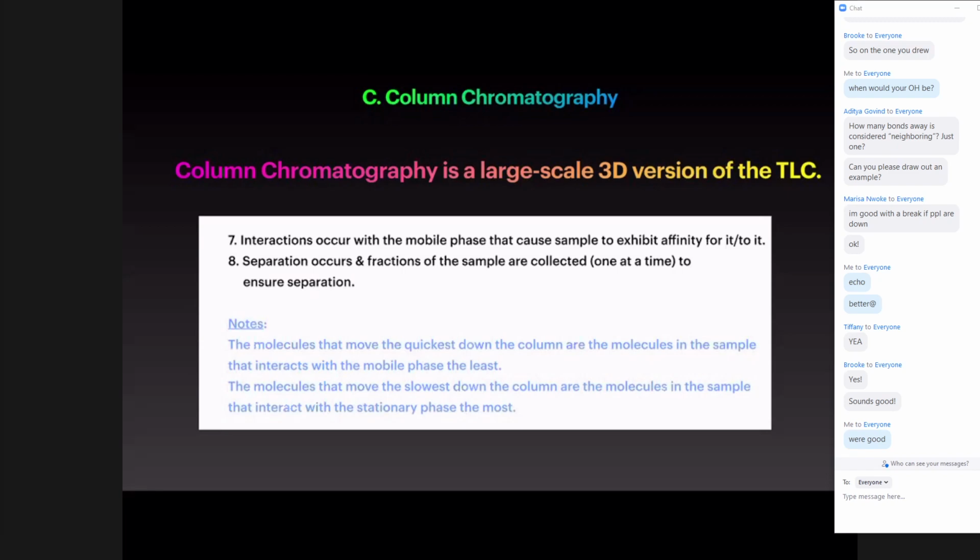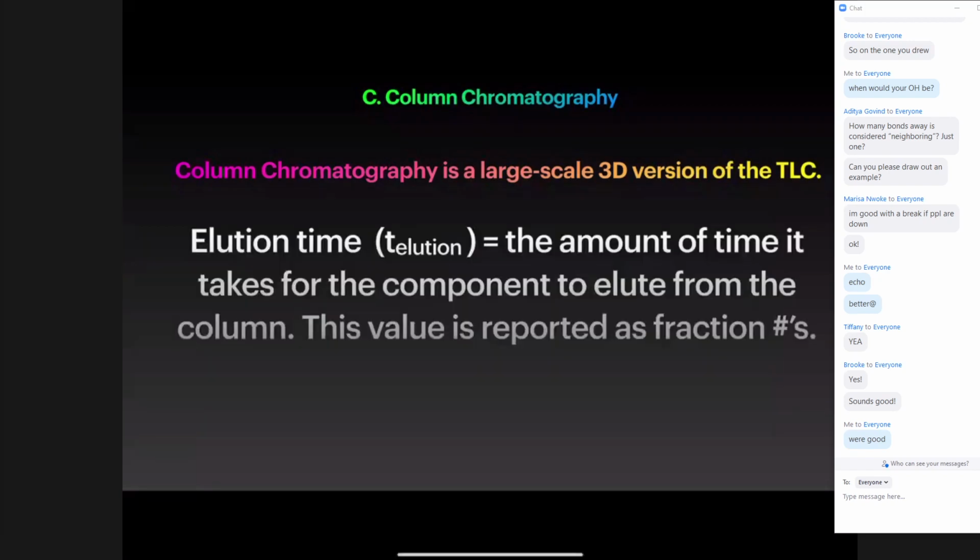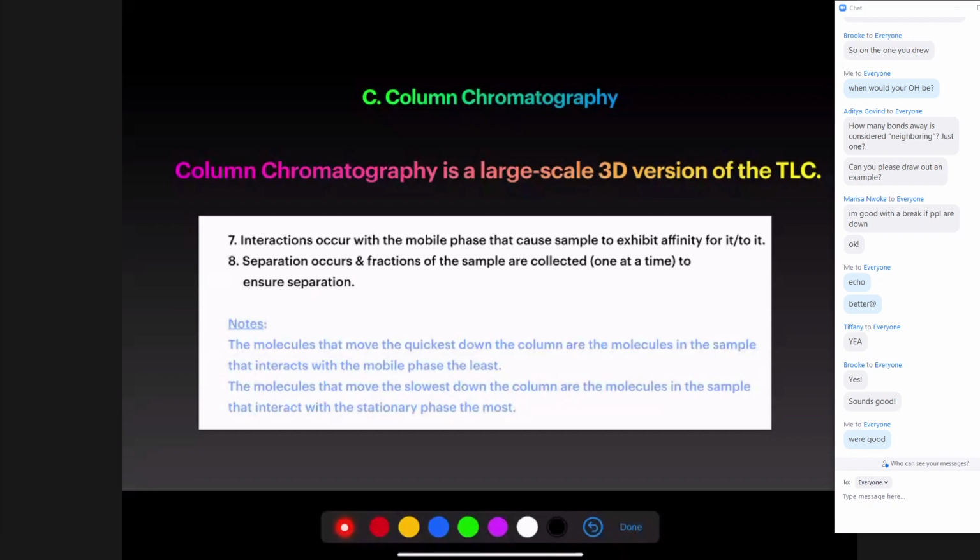So the key is to differentiate between how the molecules are interacting with the mobile phase and the stationary phase. So the molecules that move the slowest down the column are the molecules in the sample that interact with the stationary phase the most. Okay, and those two things are the key things to remember for the MCAT, because you're going to get a lot of questions as far as interactions go.